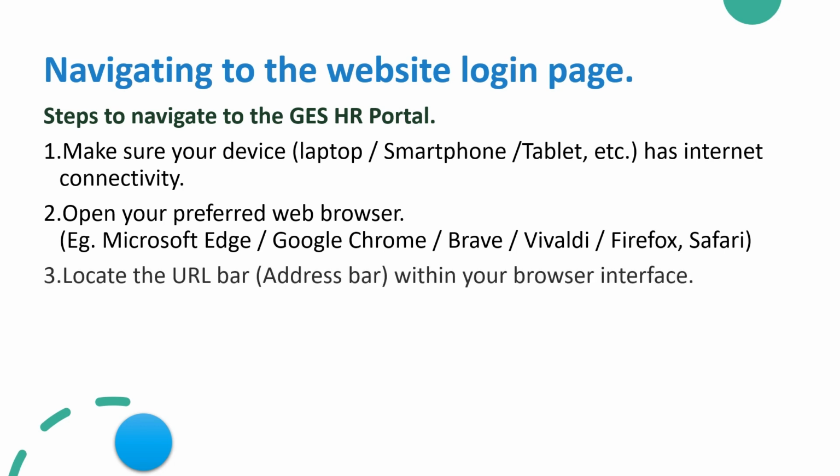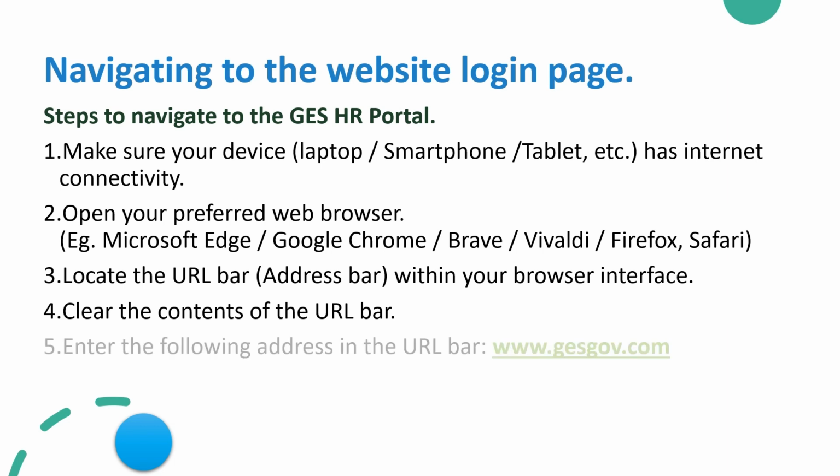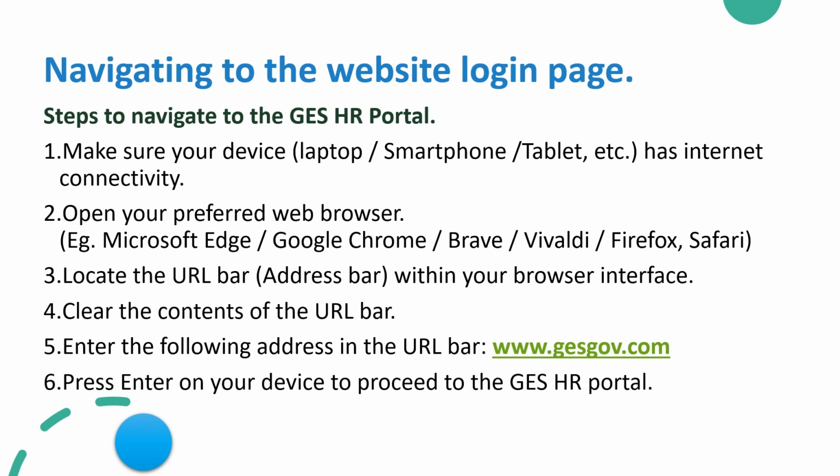Next, locate the URL bar, that's the address bar within your browser interface. You clear the contents of the URL bar if there is any other address in there. You enter the following URL. That's the address to the web portal. We have www.gesgov.com. I repeat, www.gesgov.com. We then press enter on the device so that we can navigate to the portal's welcome page.